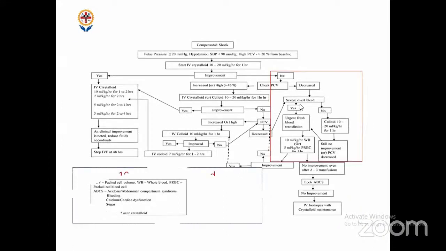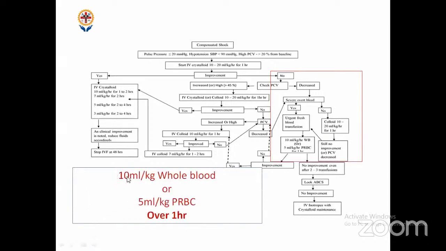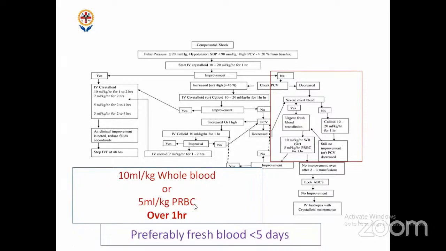So I need to go for blood transfusion here. I can try 10 ml per kg whole blood or 5 ml per kg PRBC for 1 hour. And I would prefer fresh blood, less than 5 days. Don't give transfusion of PRBC over 4 hours. That is a wrong concept. Many of us still do that, but we need to modify that.